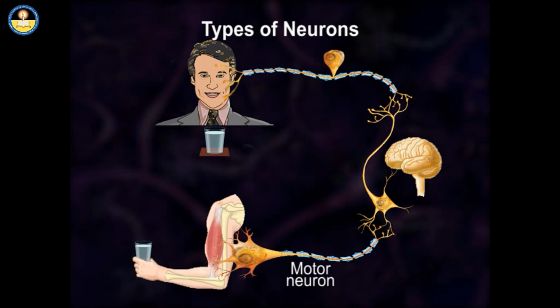Motor neurons. They carry messages from the brain or spinal cord to the effector organ like muscles or glands. Relay neurons. They are found within the central nervous system and convey the messages between various parts of the brain and spinal cord. Their positions usually lie between sensory neuron and motor neuron.